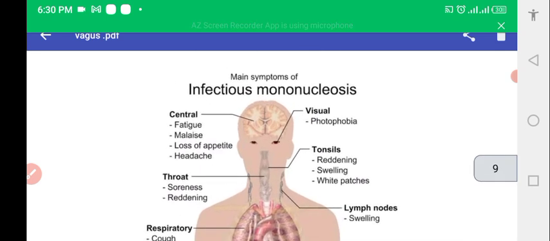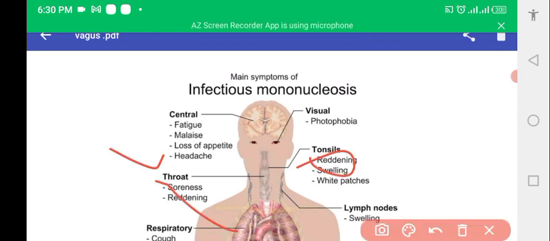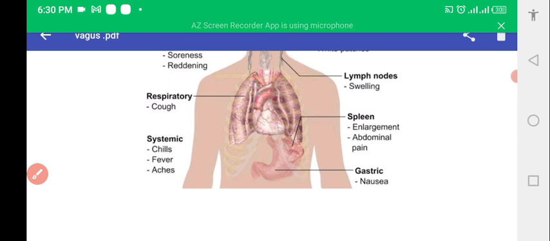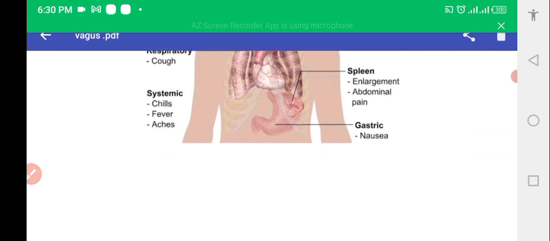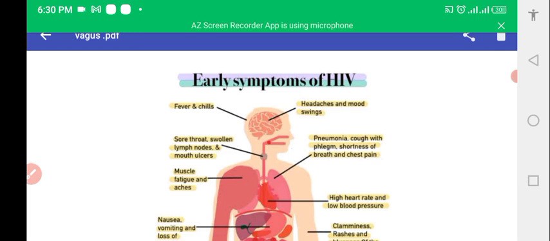Okay, so another condition is infectious mononucleosis. This is the condition, infectious mononucleosis. There is lymph node involvement, and the patient has swelling in the tonsils, a white patchy covering membrane on the tonsils, lymphadenopathy, spleen enlargement, gastric problems, chills, and fever. Then we perform certain lab investigations to diagnose infectious mononucleosis, and it can be associated with HIV patients. HIV patients also have multi-system involvement that leads to a lot of complications.